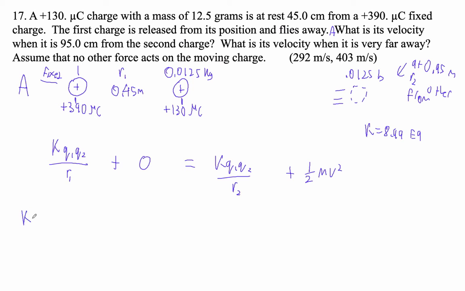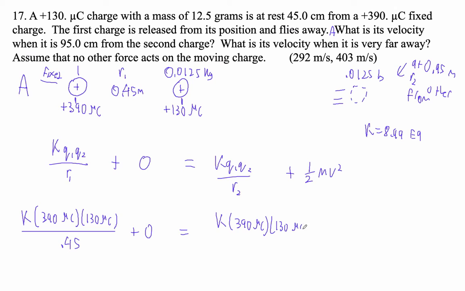So I'm going to go K times 390 microcoulombs, micros times 10 to the minus 6, times 130 microcoulombs, divided by 0.45 plus 0, is equal to K times 390 microcoulombs times 130 microcoulombs. Don't forget to go times 10 to the minus 6, right? And over 0.95 plus 1/2 times 0.0125 times v squared. And the velocity is the only thing we don't know.